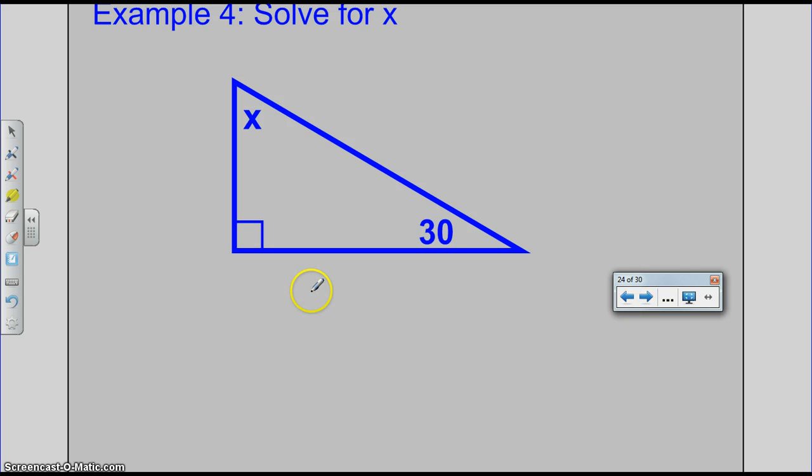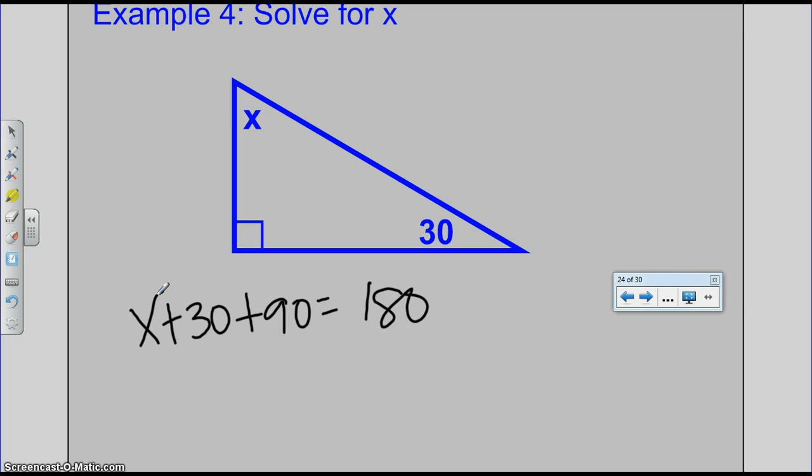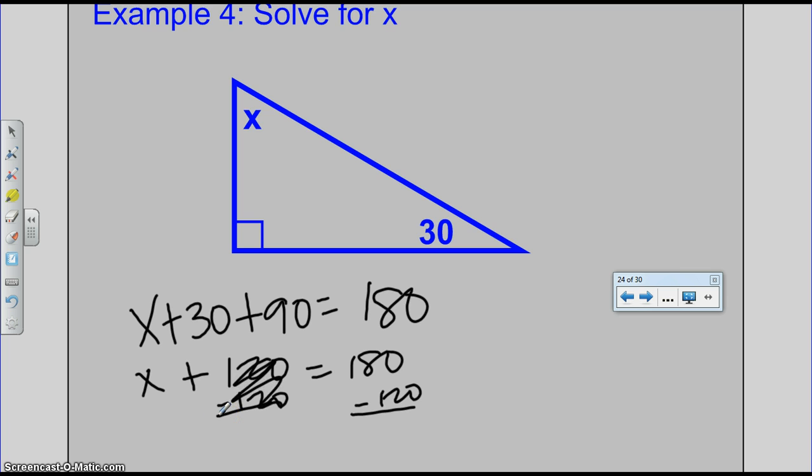So I look at this right triangle. I know I have a right angle and 30 degrees. I know all of them add up to 180, so x plus 30 plus 90 gives me 180. I know 30 plus 90 is 120. I subtract 120 from both sides. That goes away. X becomes 60.